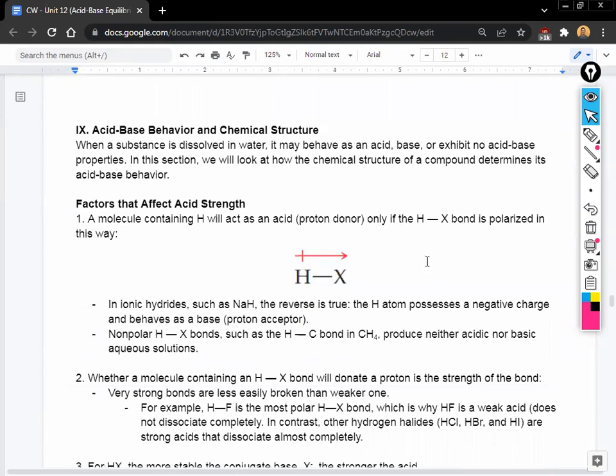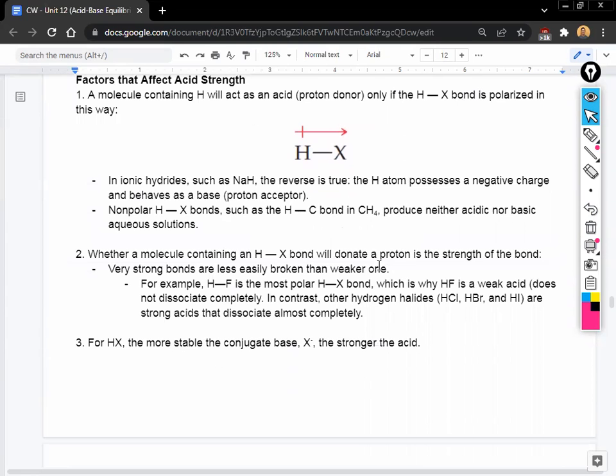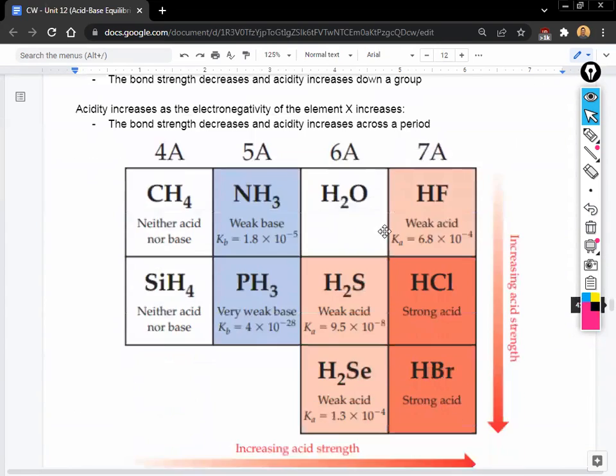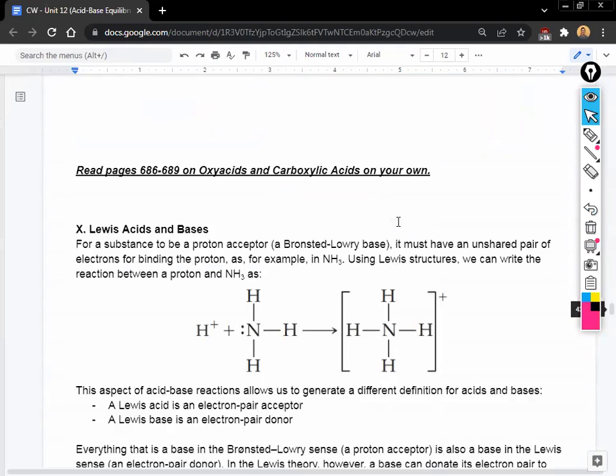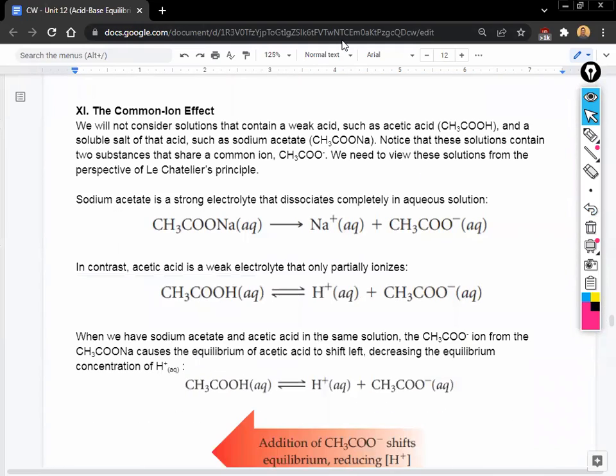We are going to skip all this right here. It's explaining why some chemicals are acidic and some of them are basic. You can do it in your reading. It's not that important, but we are going to go on to this part, which is very important. It's called the common ion effect. Okay, and we're going to end with this.